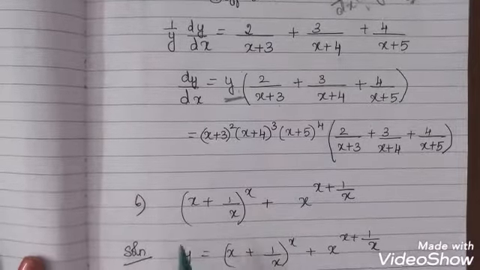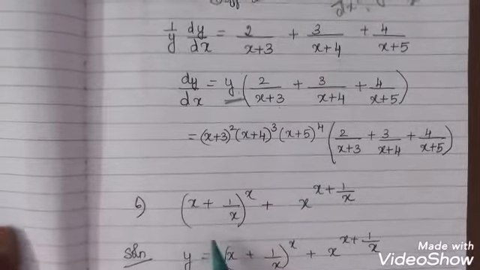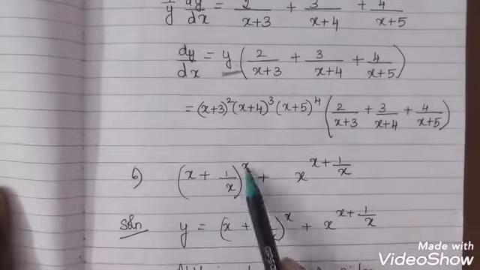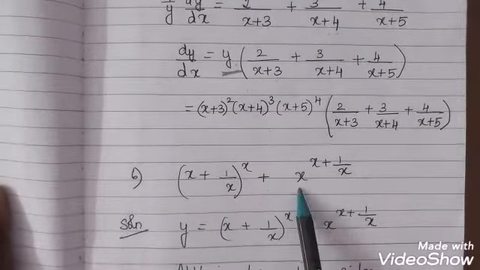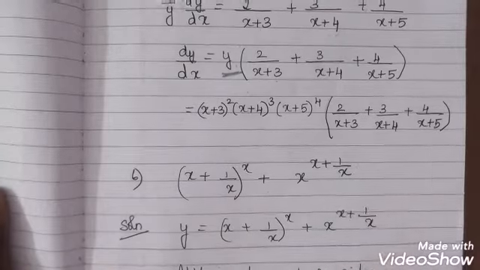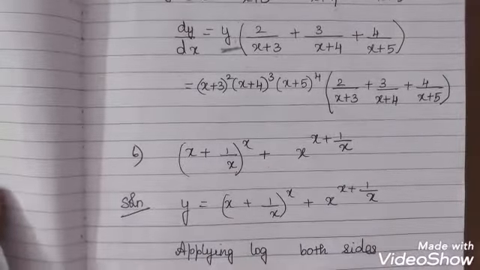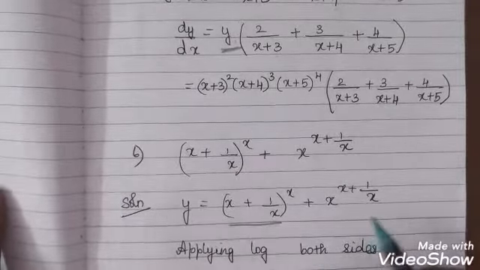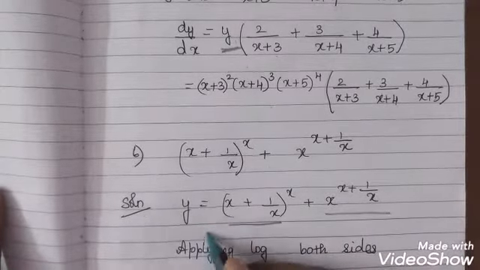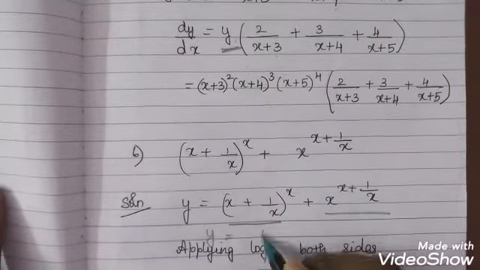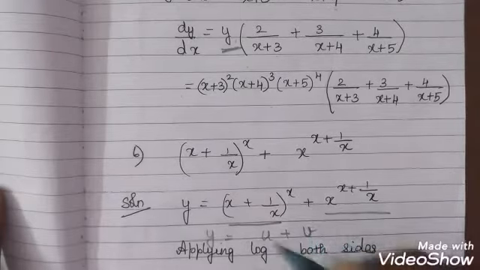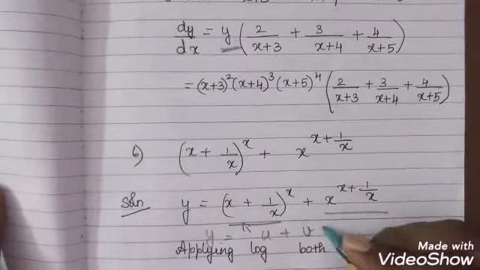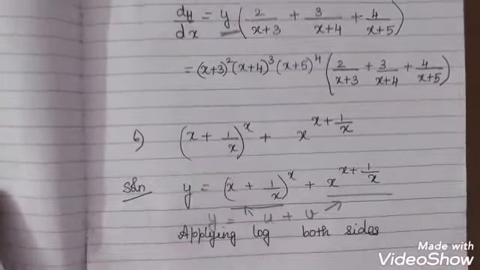Got it? Okay, now we'll do the sixth one here. It is (x + 1/x)^x + x^(x + 1/x). So again I just give a name to it. So I told you whether it is sum or difference, what is the first step you'll have to do here? Just write it as y = u + v, where your u is nothing but this and your v is nothing but this function here.